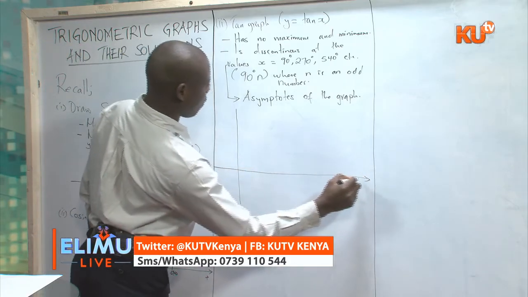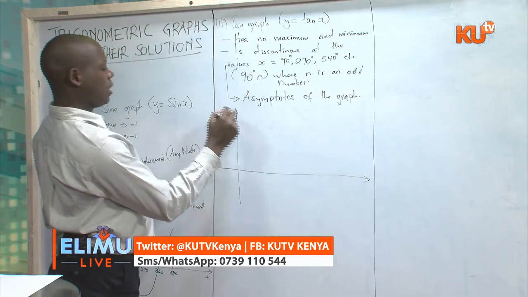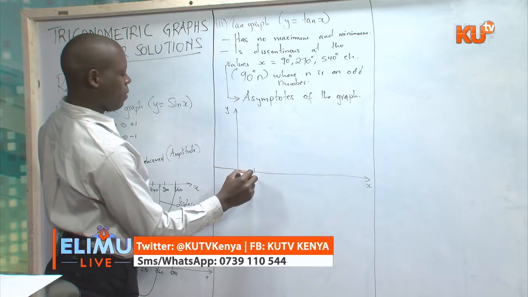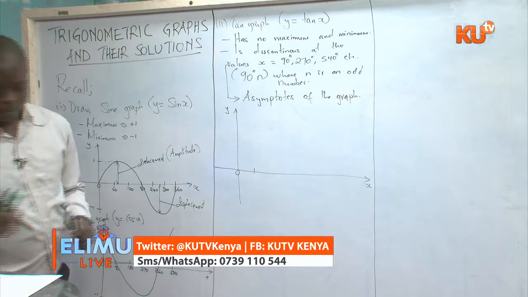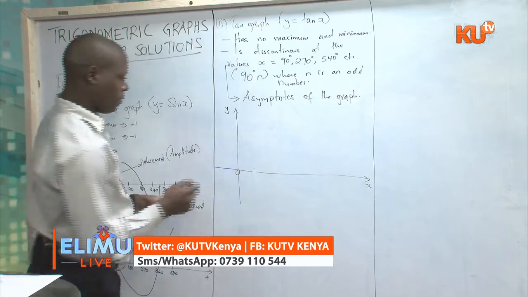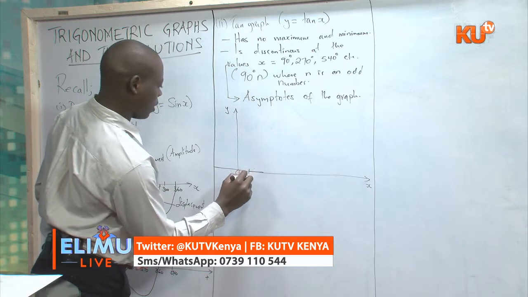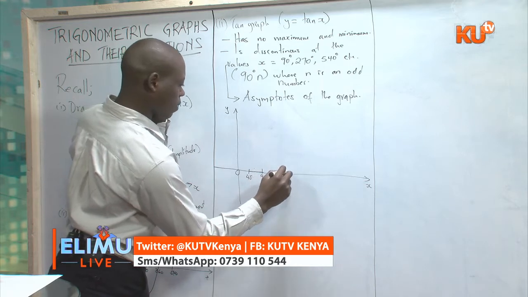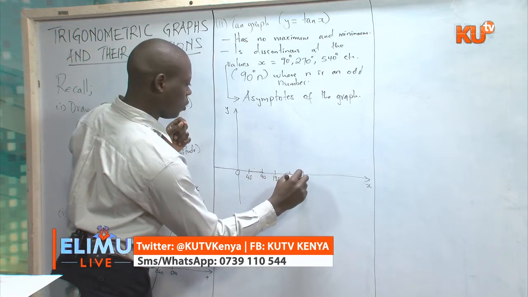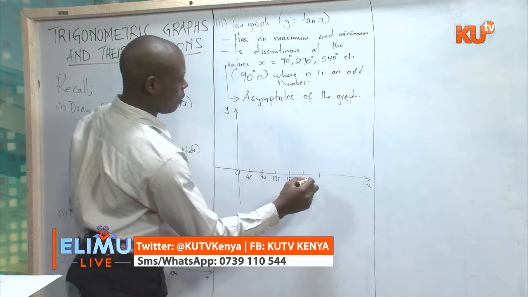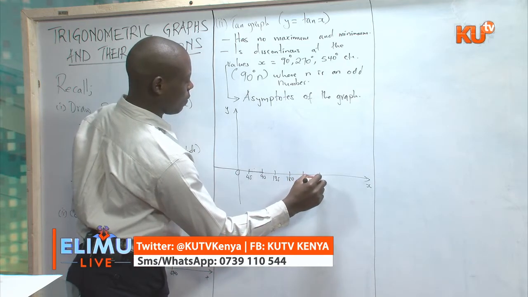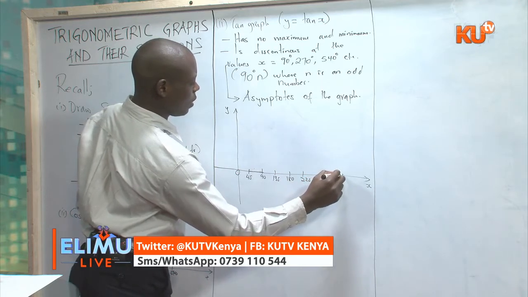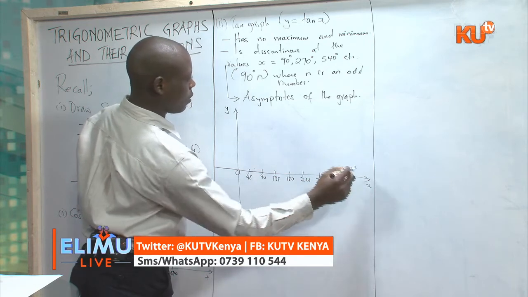So what we mean is this: if you draw a tan graph, y is equals to tan x, then this is what we shall have. This is the y-axis. This is the x-axis. This is the point 0. Then we have these values. Let's take this as 45, 90, 135, 180, 225, 270. Then we have 315, 360, and so on.